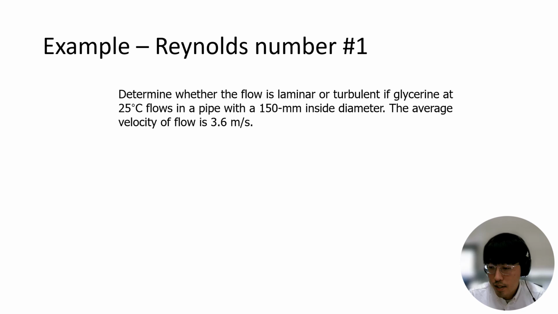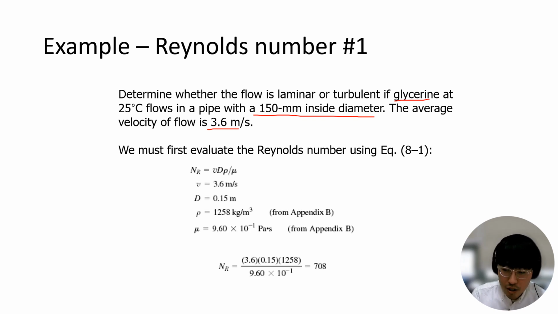And here we have one quick example. We have glycerin, and we have the diameter of the pipe, and the flow velocity is 3.6 meters per second. By using the previous equation, by the way, the viscosity of the glycerin at 25 Celsius is about 9.6 times 10 to the minus 1 Pascal second. So we input that mu in the Reynolds number equation, and then we put in all the rest. We have a velocity, we have a diameter, and this is the density, and we got 708, which is lower than 2100. So it's going to be laminar flow.